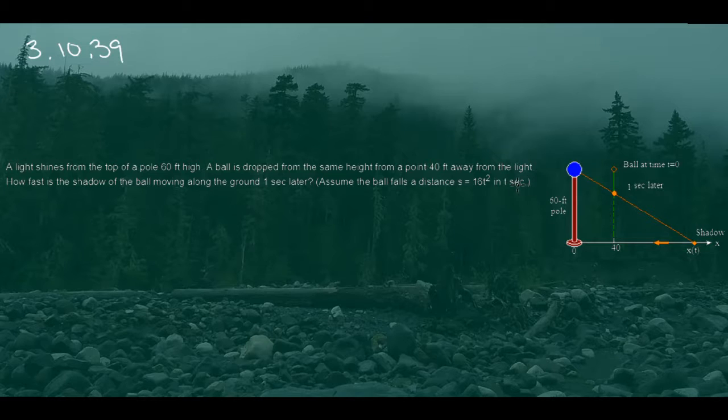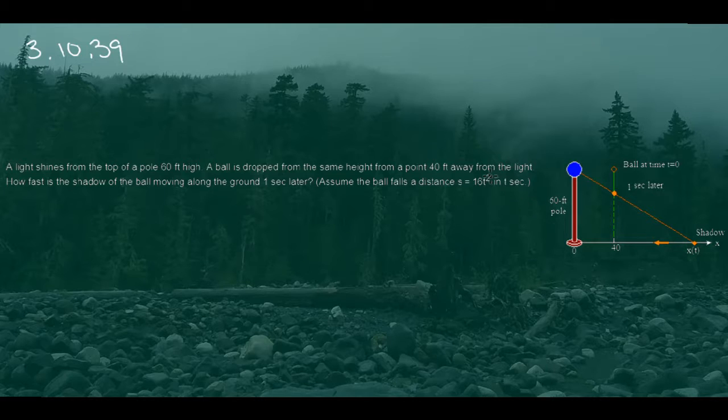Okay, so the question is, how fast is this x value changing when we're at 1 second later and this ball is being dropped? So there's this shadow being projected from this light through this ball onto the ground. We want to know how fast this shadow is moving. Really, that's our x value. How fast is the x value moving?